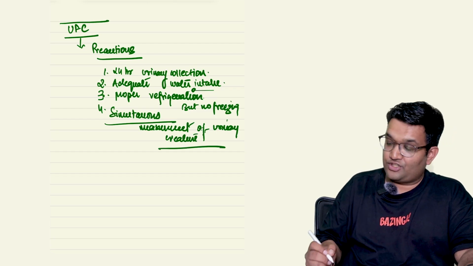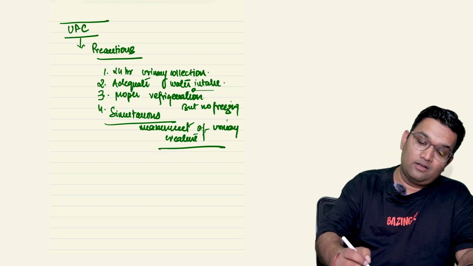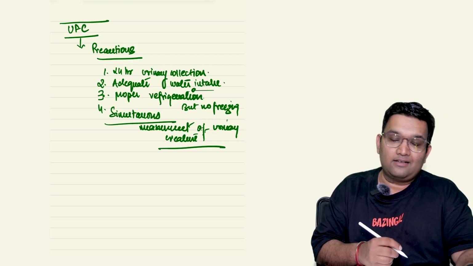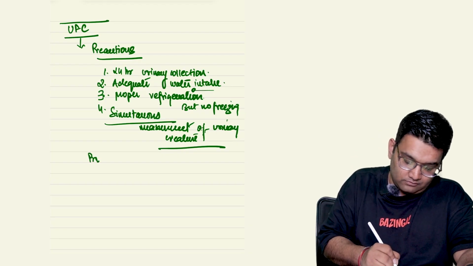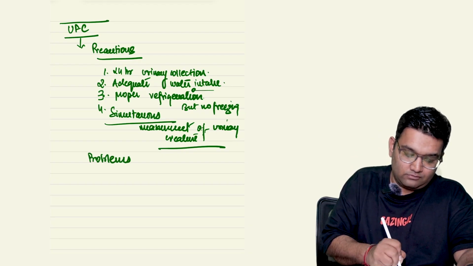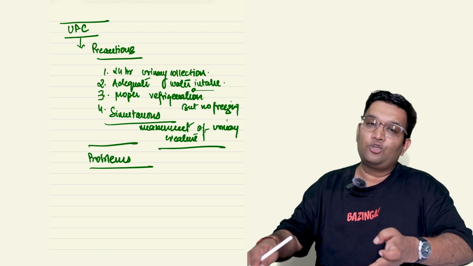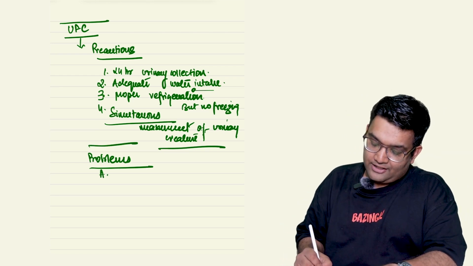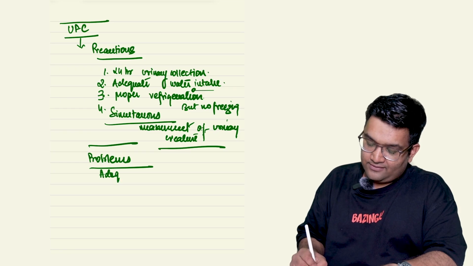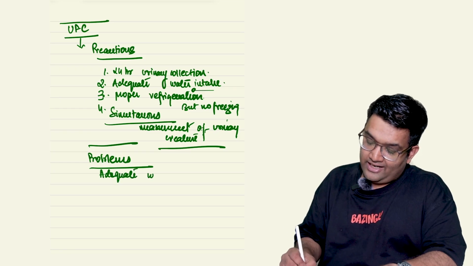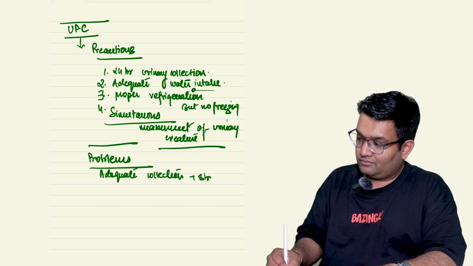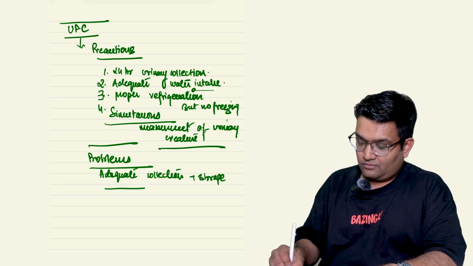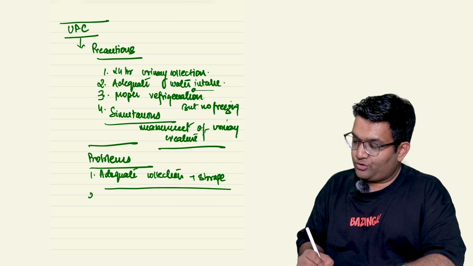So these are the precautions that we need to take. What are the other problems that may occur? Adequate urinary collection may not take place. Adequate collection and storage, that is a significant issue.